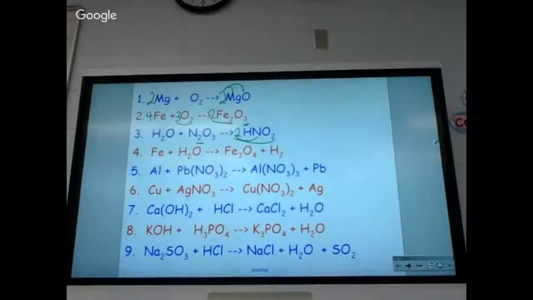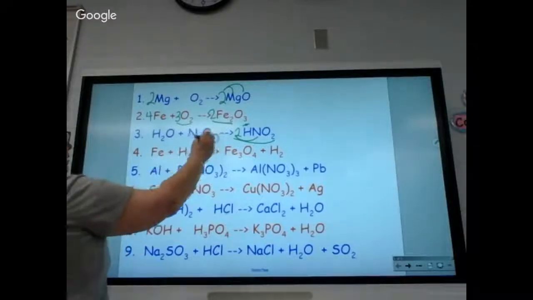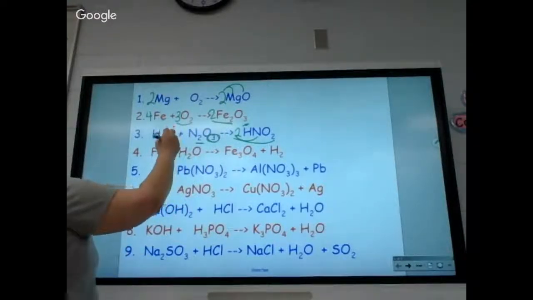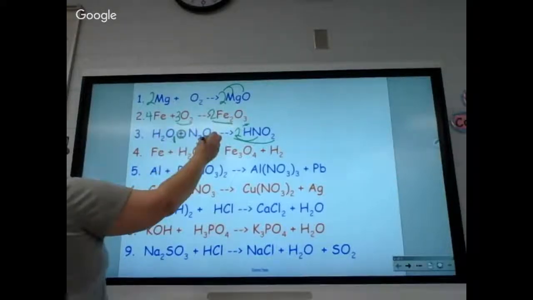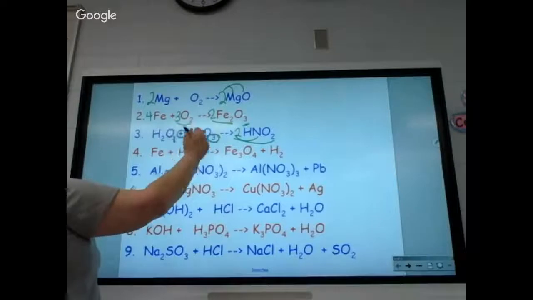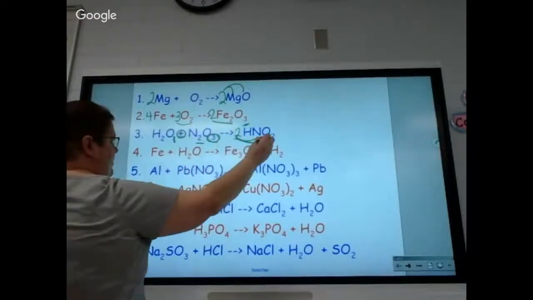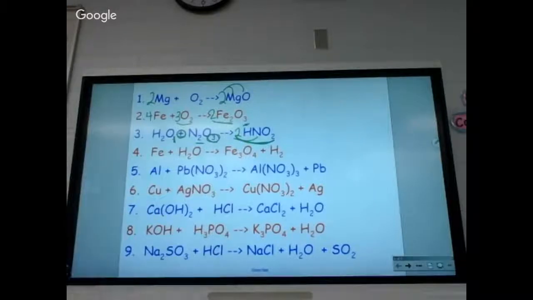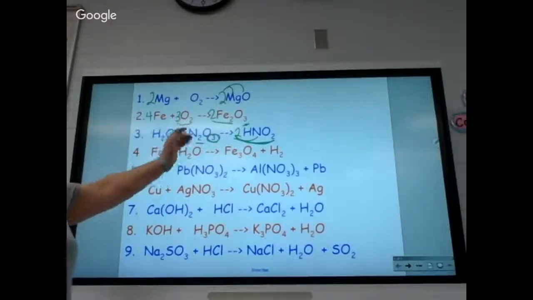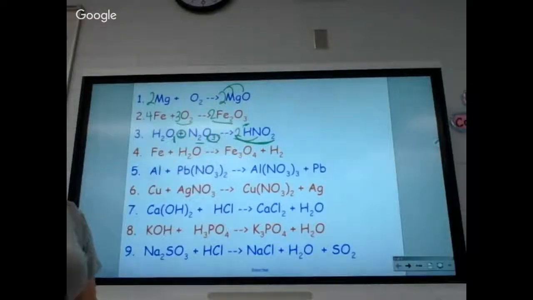You got to look at it again. How many O's are here? 3. And how many here? 1. What's that mean? 1 plus 3 is how many? 4. 4 on this side equals, how many on this side? 4 equals 4. The O's balance. Okay? So if you had 1 plus, that had a 1, and that had a 2 there, then you did it right.